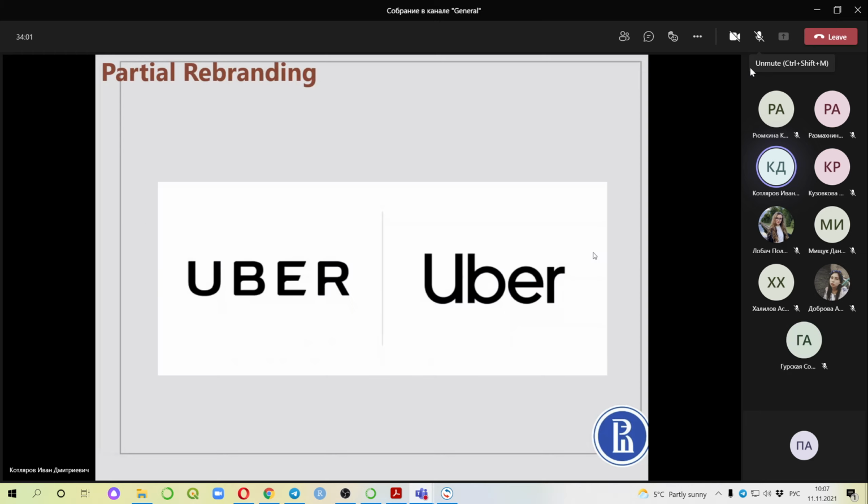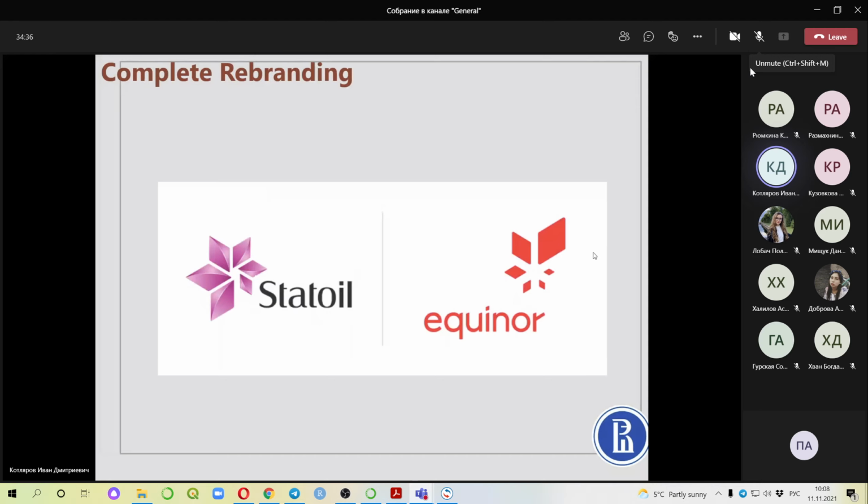So, partial rebranding. As you see, in the left part of the slide, we have the earlier version of the Uber brand. In the right part, we have a new version of this brand. As we can see, it was just a partial rebranding. Technically, the name remained the same, corporate colors remained the same, but the style of letters, the style of writing, changed a little bit. Now, do you know these brands, guys, Statoil and Equinor?